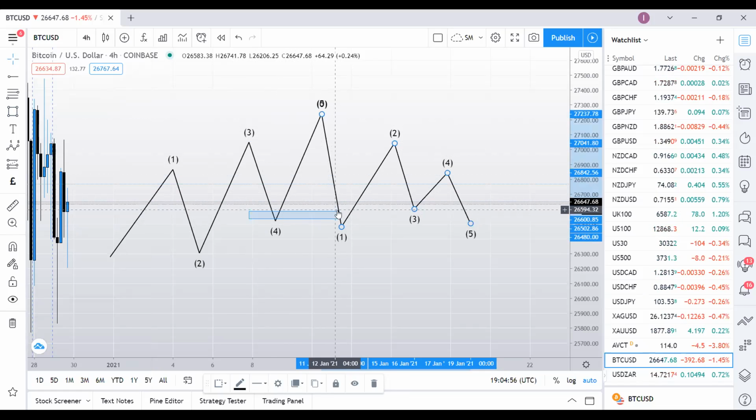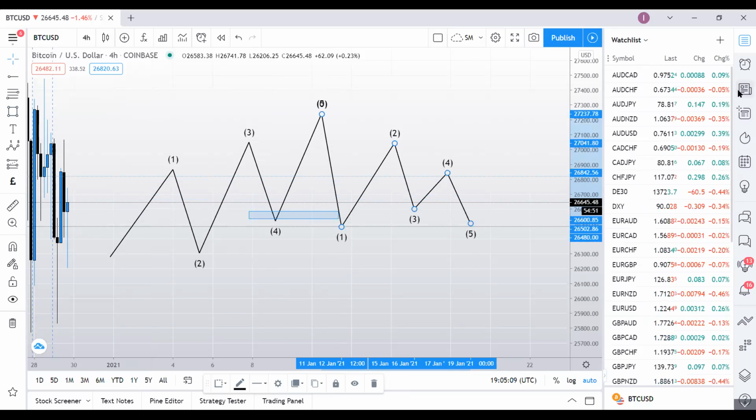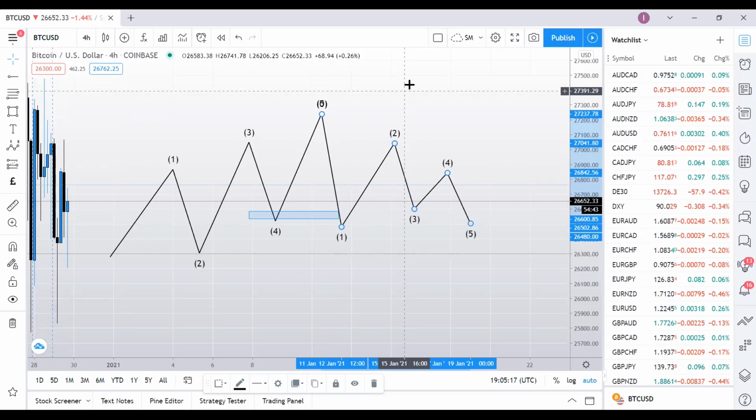Does that make sense? So that's why in this particular case, that was a break of market structure. However, this means it should have gone to a lower high, then a lower low, but it didn't. It broke it again going upwards.